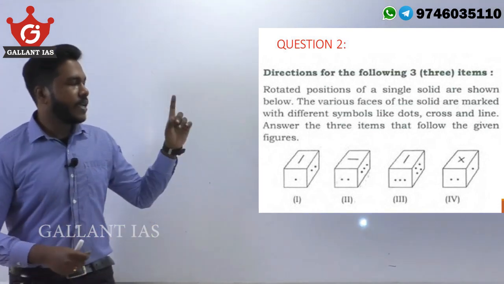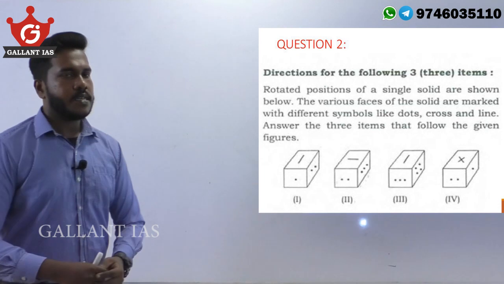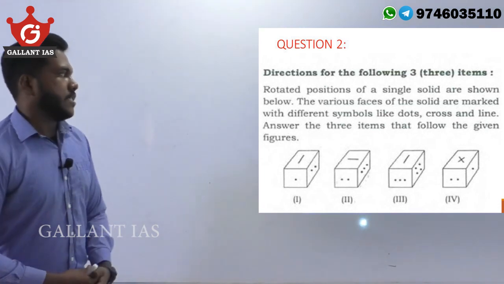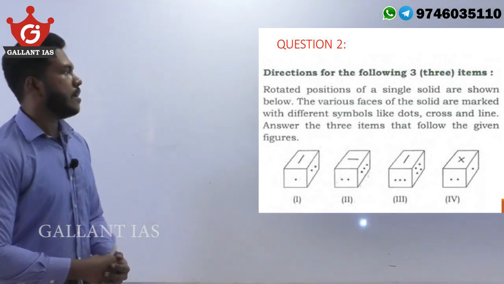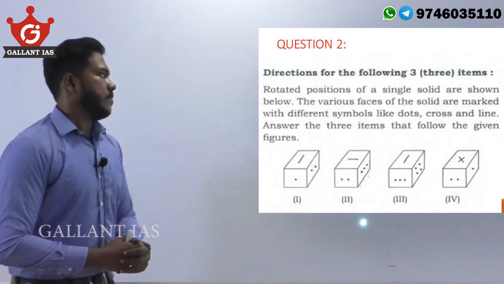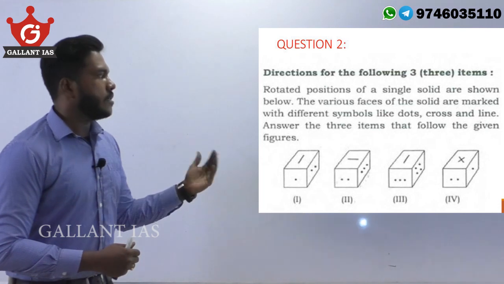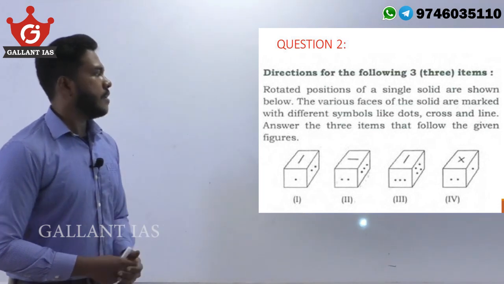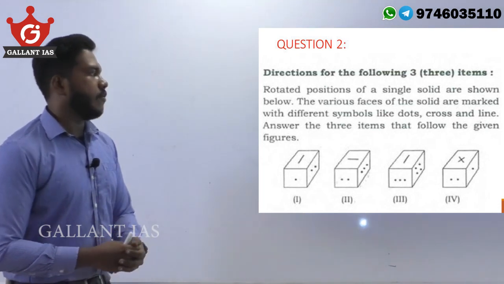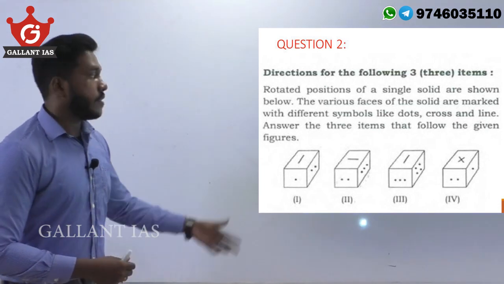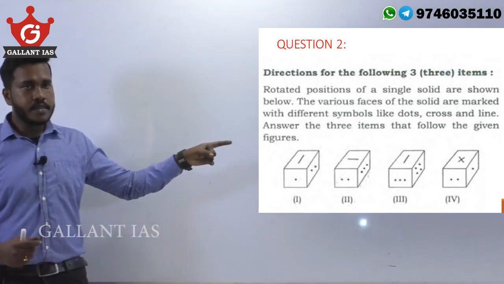This is actually a 2018 UPSC question. Check the question. The rotated positions of a single solid are shown below. The various faces of the solid are marked with different symbols like dots, cross, and line. Answer the 3 items that follow the given figures. Three questions actually follow this figure.